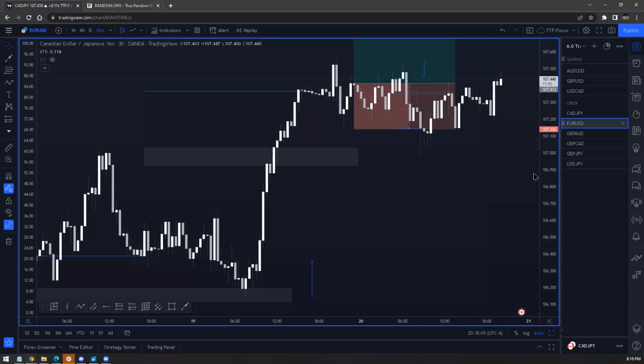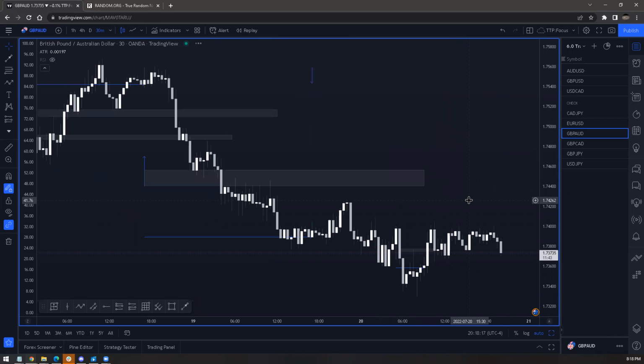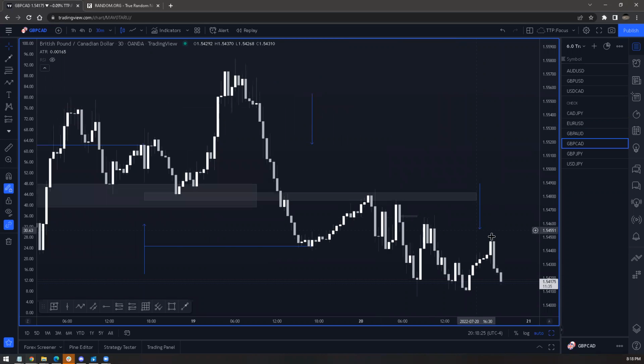Moving into Euro USD, I was also looking for sells in this area. Didn't happen. GBP AUD was roughly the same way, looking for sells in that one. It never came back to the 50% retracement. And GBP CAD, once again, another sell. Nothing as far as 50% retracement. We got really, really messy.